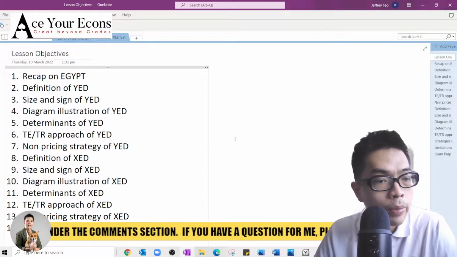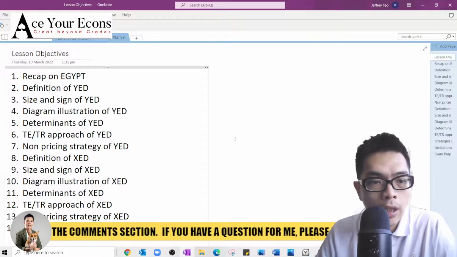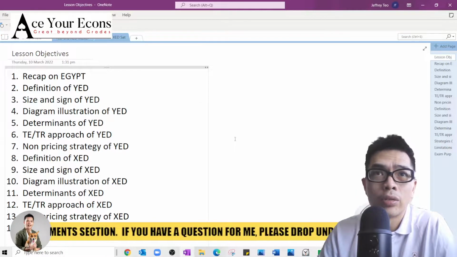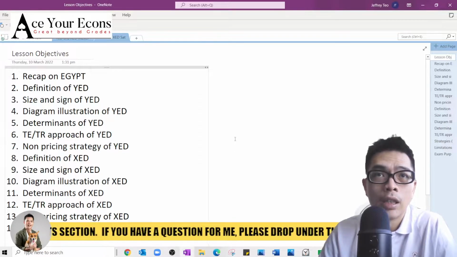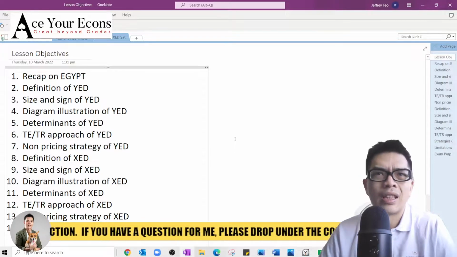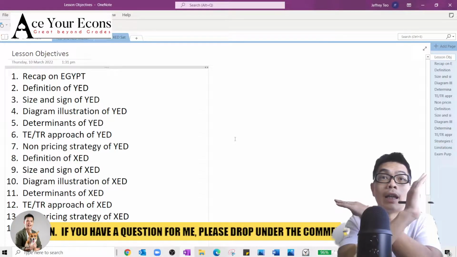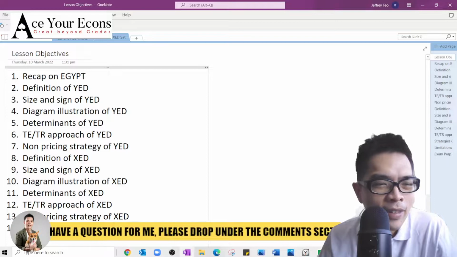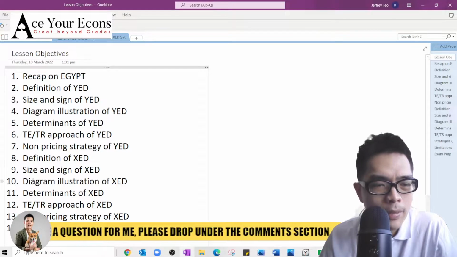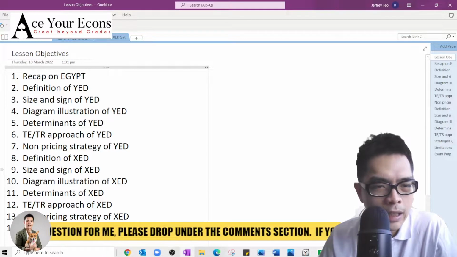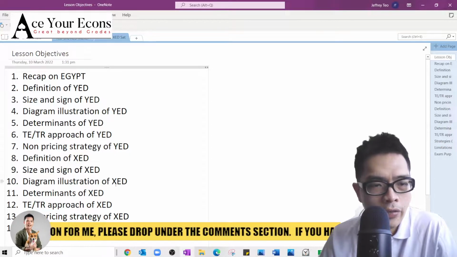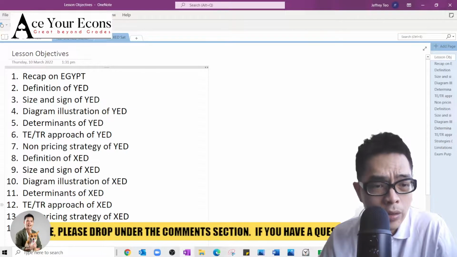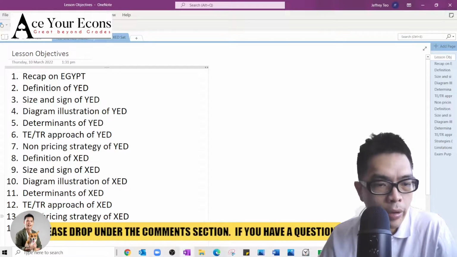After that, we'll be moving on to XED. I think Hwa Chong uses CED. Some of the schools use C, some of the schools use X. Whichever school, it doesn't really matter. It simply means cross elasticity. X means cross. C is also cross. So we are going to go through the same approach: the size and sign of XED, the diagram illustration of XED, the determinants for cross elasticity, total expenditure, total revenue, pricing and non-pricing.